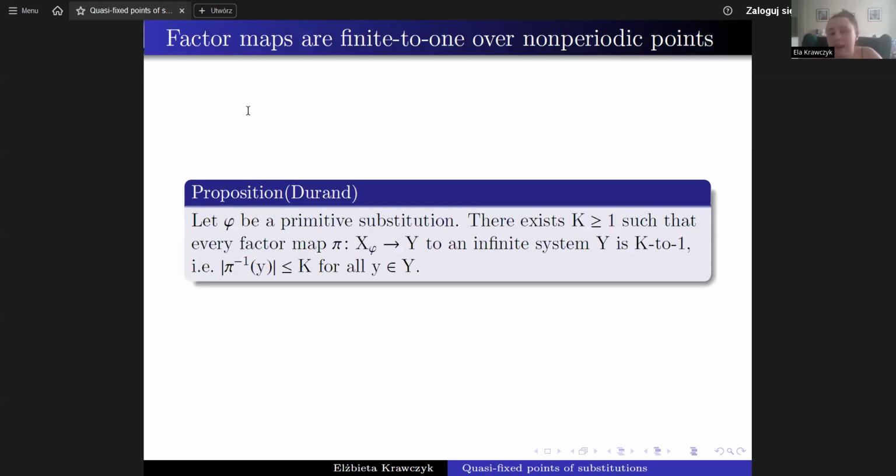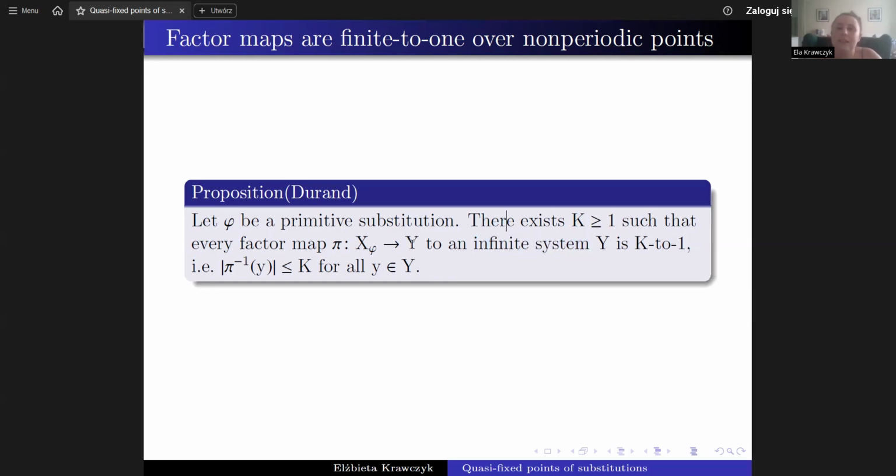So to take care of the factor maps or the codings, we have exactly the same statement, which was proven by Durand in more generality for so-called linearly recurrent systems. And it basically says that if I start with a primitive substitution, then there exists some uniform constant k such that every factor map to some infinite system is k to 1. And here I don't have periodic points because periodic points are kind of hidden in this infinite system. Since Y has to be minimal, if it has a periodic point, it has to be finite.